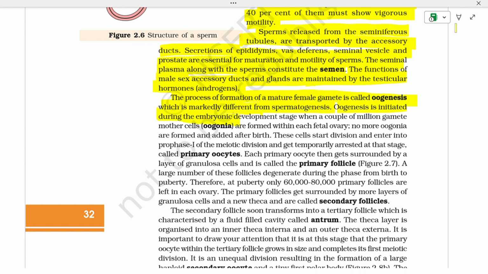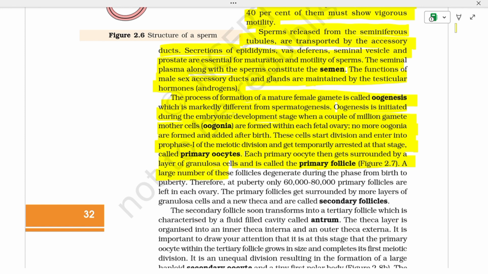Oogenesis is initiated during the embryonic development stage when a couple of million gamete mother cells, oogonia, are formed within each fetal ovary. No more oogonia are formed and added after birth. These cells start division and enter into prophase 1 of meiotic division and get temporarily arrested at that stage, called primary oocyte. Each primary oocyte then gets surrounded by a layer of granulosa cells and it's called the primary follicle.